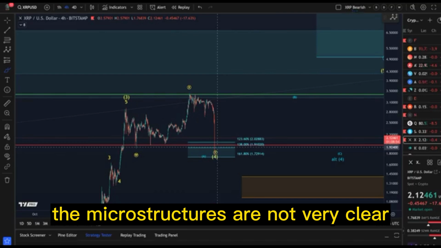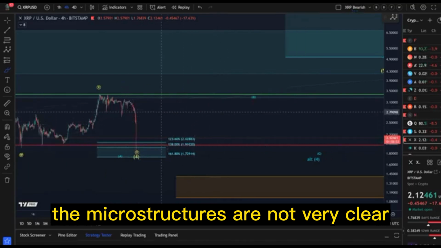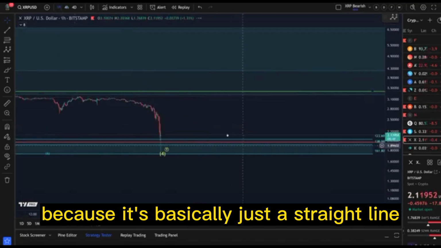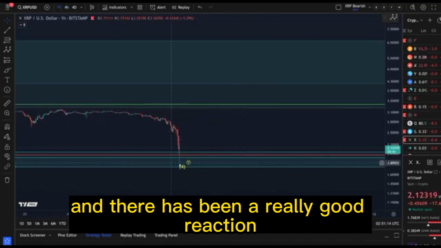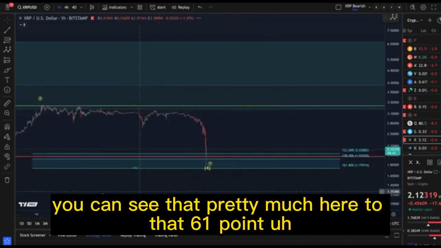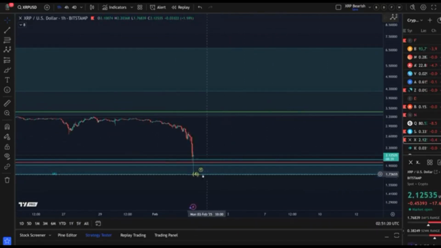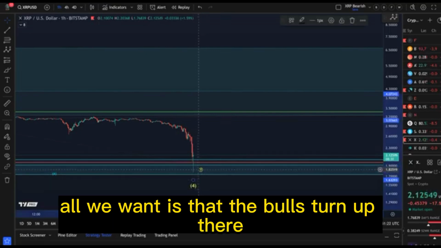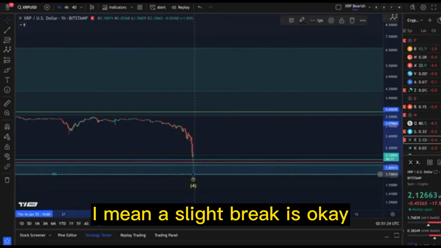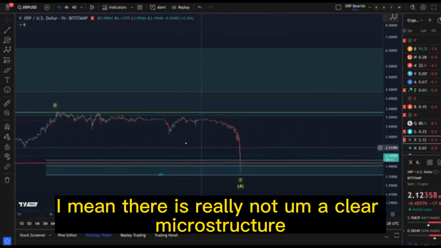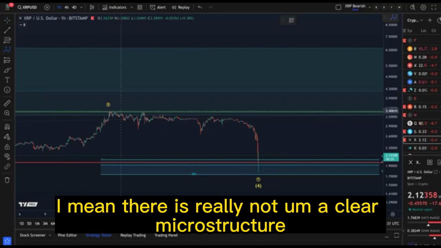Unfortunately, the microstructures are not very clear because it's basically just a straight line. And there has been a really good reaction. You can see that pretty much here to that 161.8 extension. All we want is that the bulls turn up there. I mean, a slight break is okay, and we have a good reversal candle. The only thing is there is really not a clear microstructure.